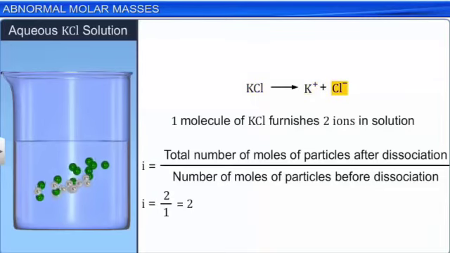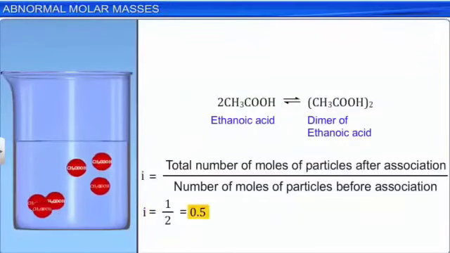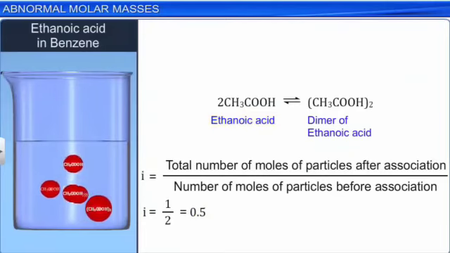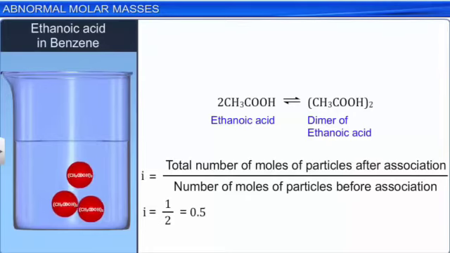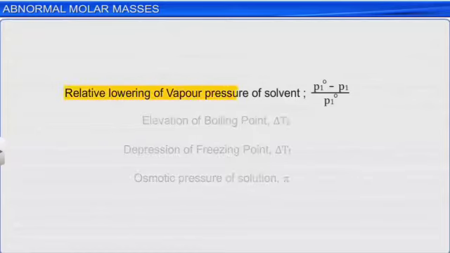The value of i equal to nearly 0.5 for ethanoic acid in benzene, which signifies that nearly the entire ethanoic acid has undergone association and exists as a dimer. The modified equations for colligative properties using the van 't Hoff's factor can therefore be written as: relative lowering of the vapor pressure of solvent, (p1 naught minus p1) divided by p1 naught is equal to i multiplied by n2 divided by n1.